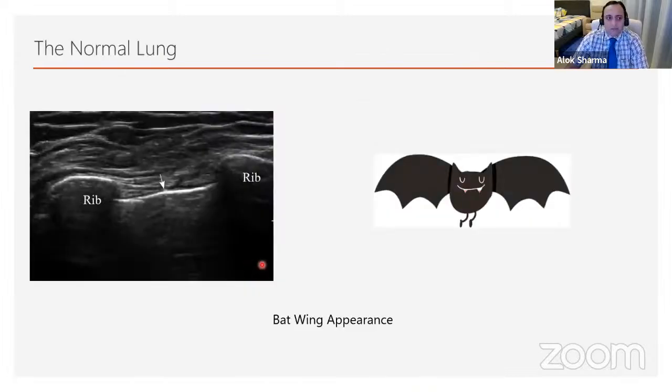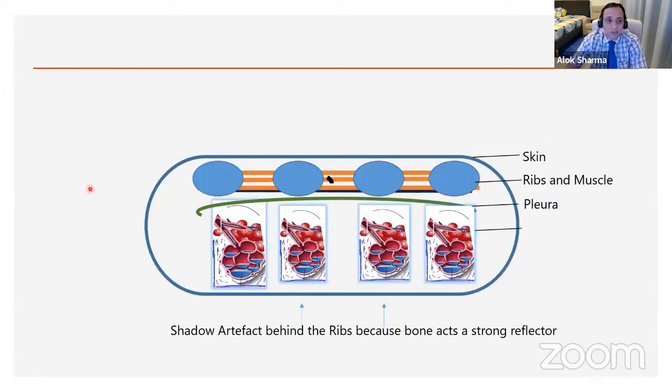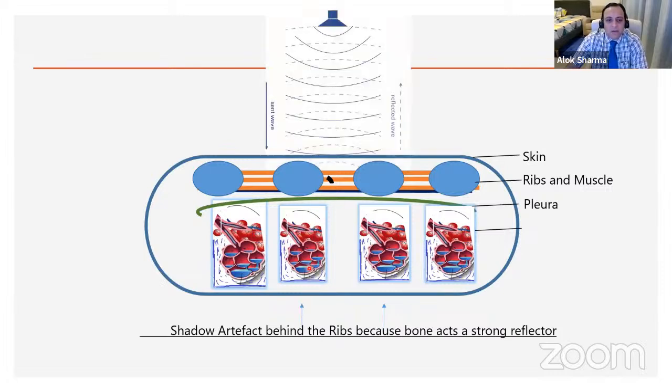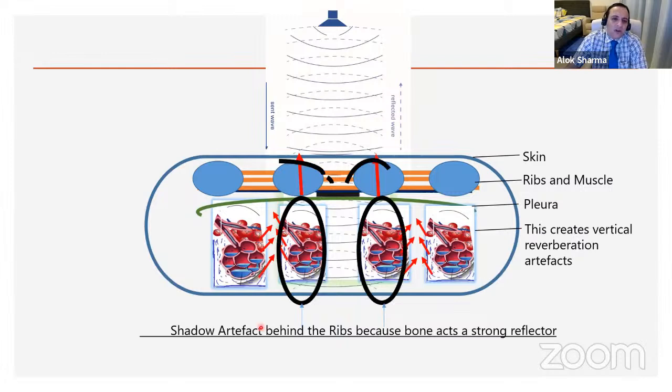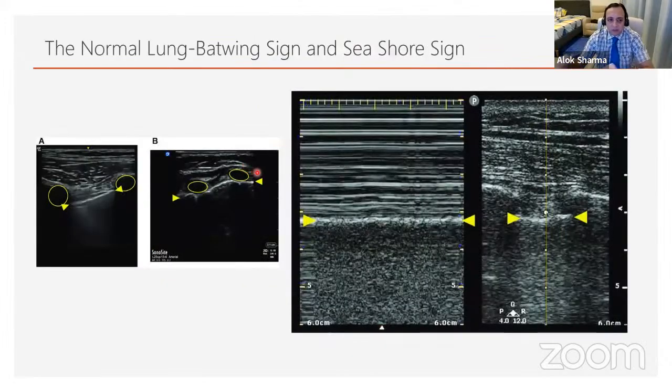We've discussed the normal lung and what it looks like. And classically, what you're trying to do when you put your probe on is be at 90 degrees. You want to see the ribs with the intercostal space in between, and a bright pleural margin. This appearance is described as the batwing appearance. What is important is you get shadow artifact behind the ribs, because the ribs act as a strong reflector. And in particular, when you get a strong reflector, you're going to get a dark area behind the ribs with this appearance of the pleura in between. And this is classically what we describe as the batwing margin.